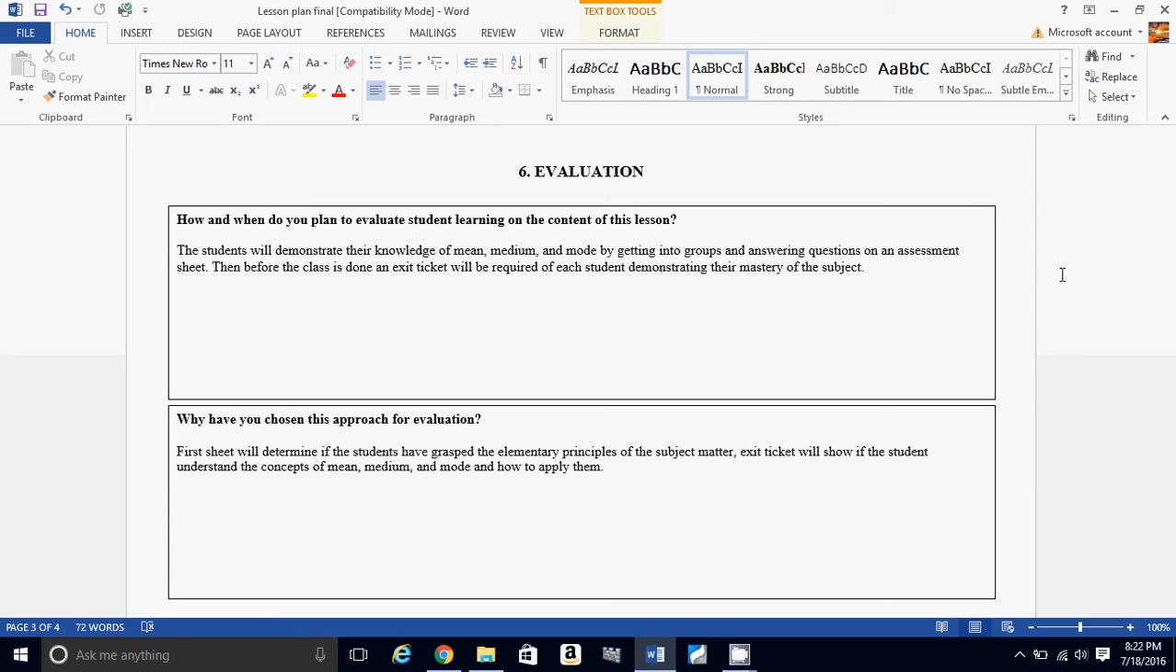Evaluation. How and when do you evaluate students' learning on the content of this lesson? Students will demonstrate their knowledge of the mean, median, and mode by getting into groups and answering questions on an assessment sheet, the worksheet, of course. And then before class is done, an exit ticket will be required of each student demonstrating their mastery of the subject. I really feel that they'll get it by the end of class.